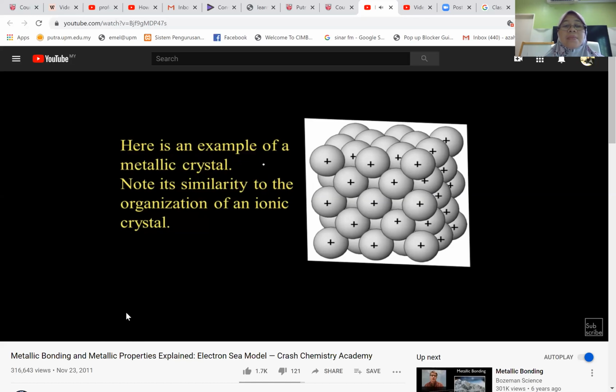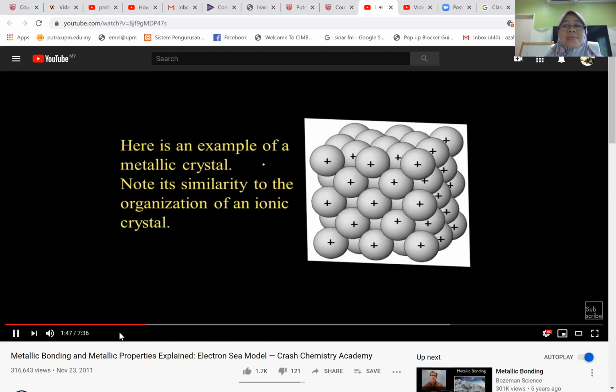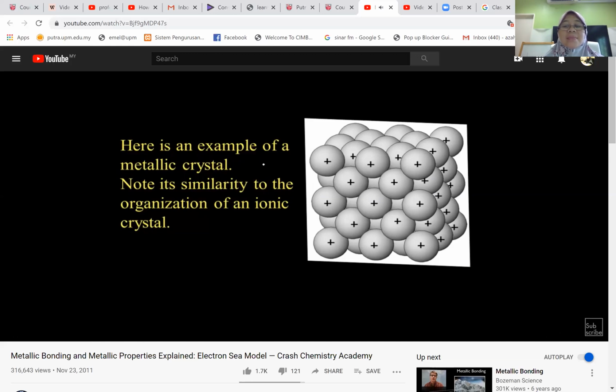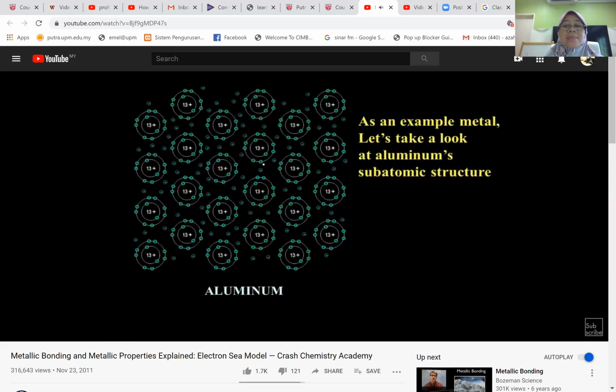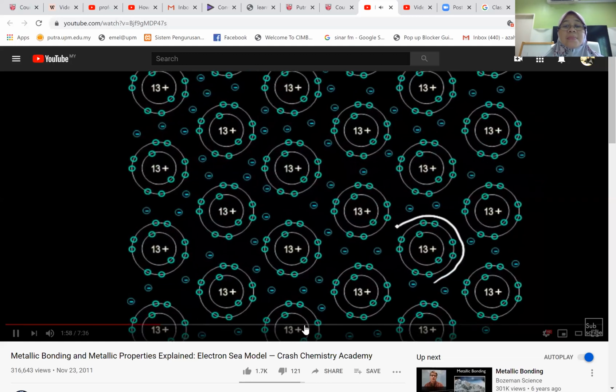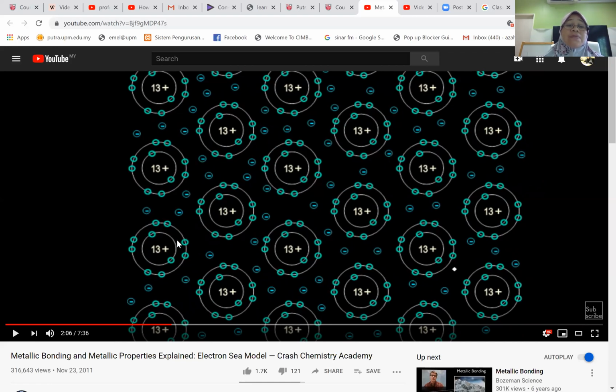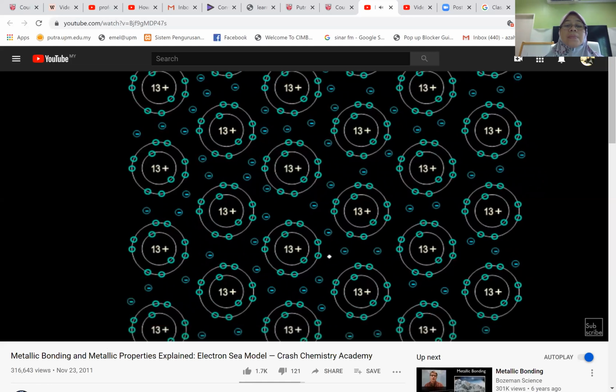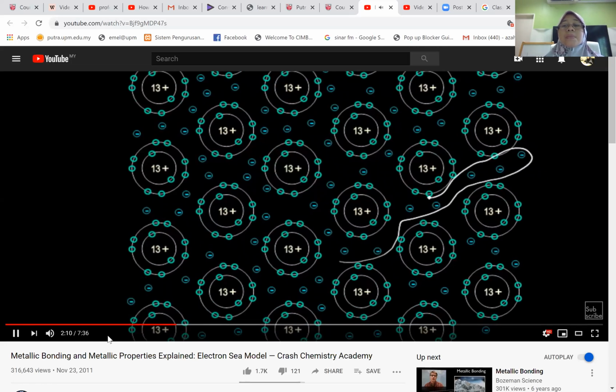But if we take a closer look, the electron sea model tells us how the positively charged cations in the metallic crystal can stay together. As an example, we'll take a look at aluminum. Each aluminum atom has 13 protons but only 10 electrons. It has given up its 3 valence electrons to the sea of electrons. This is why it's called the electron sea model.